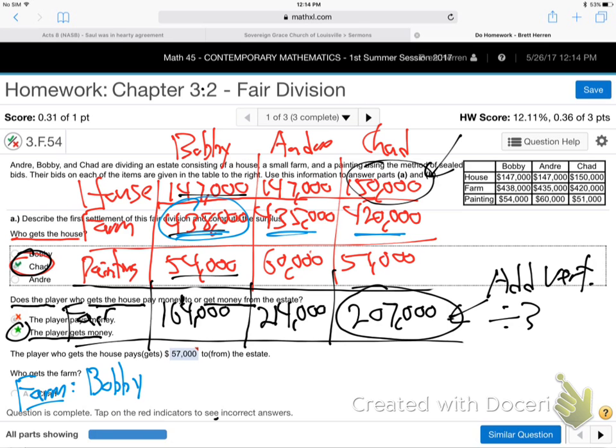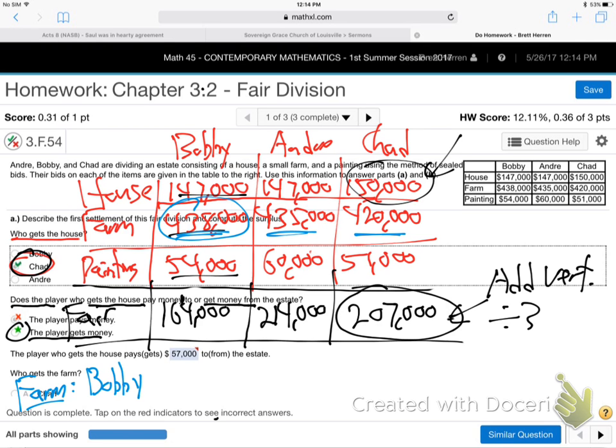So, we give Bobby the farm. Bobby feels like we gave him $438,000 worth of stuff. What does Bobby feel he should get? Total value fair share: 164. So he thinks, wow, they gave me way more than a fair share.